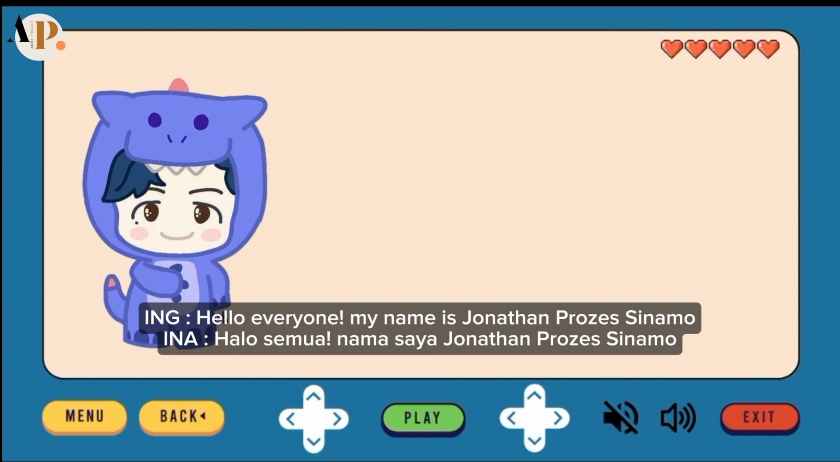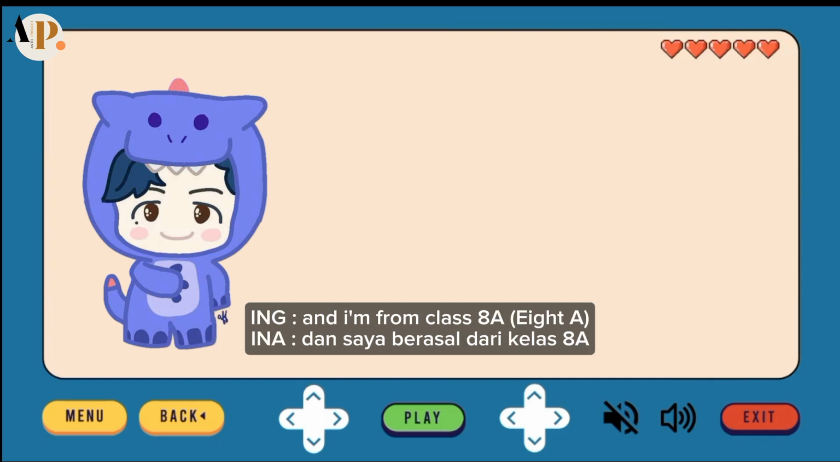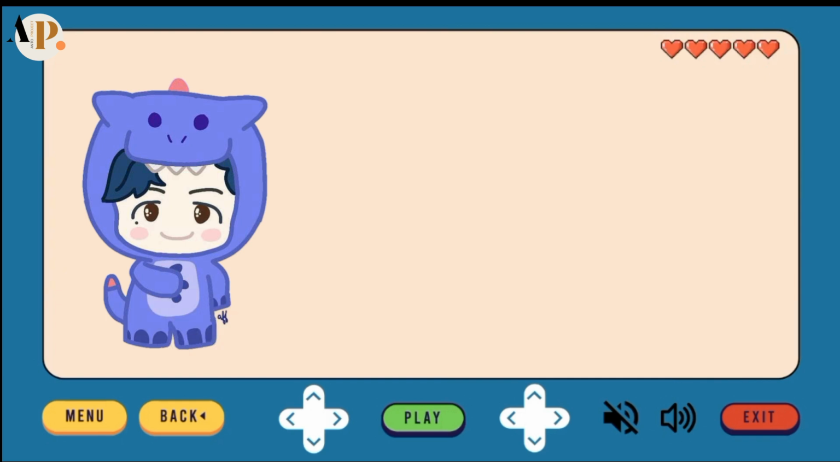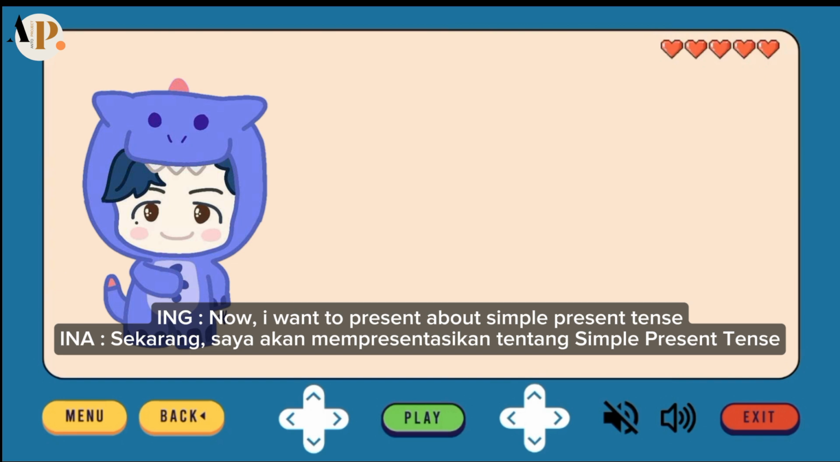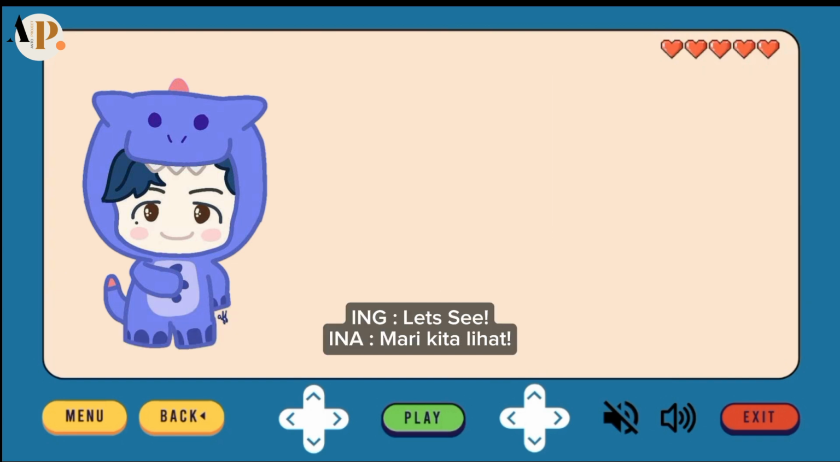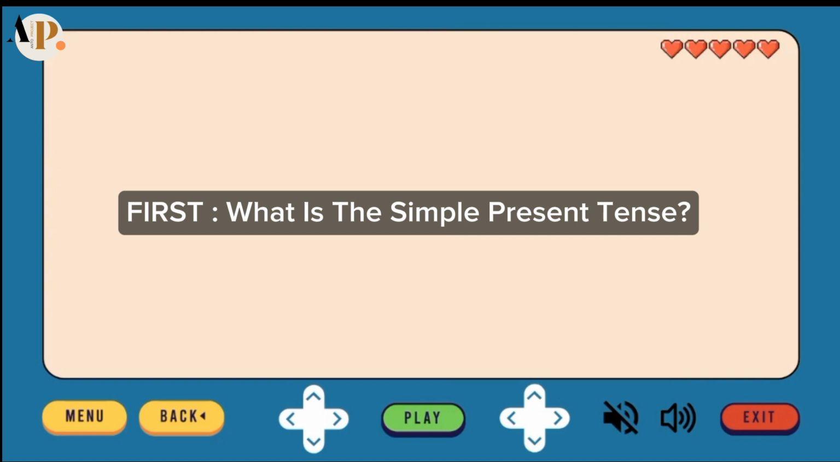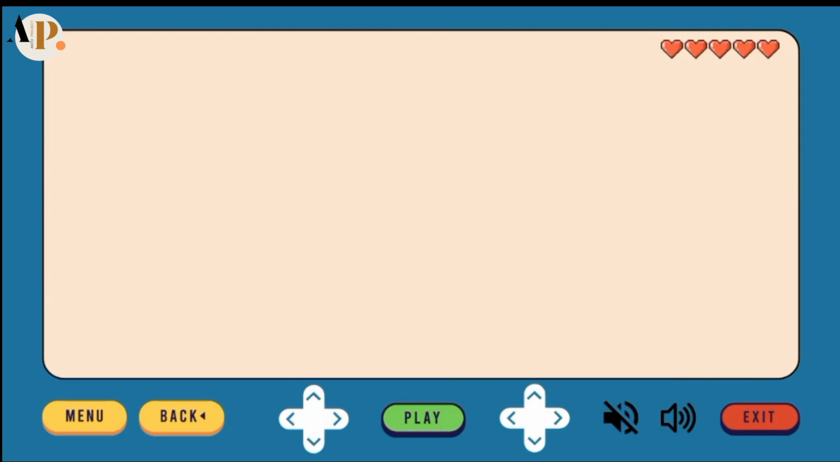Hello everyone, my name is Jonathan Prozes Sinamo, and I am from class 8A. Now, I want to present about simple present tense. Let's see. First, what is the simple present tense?